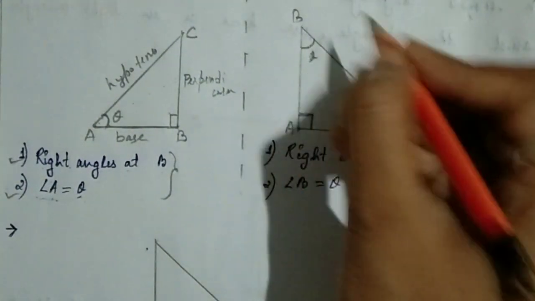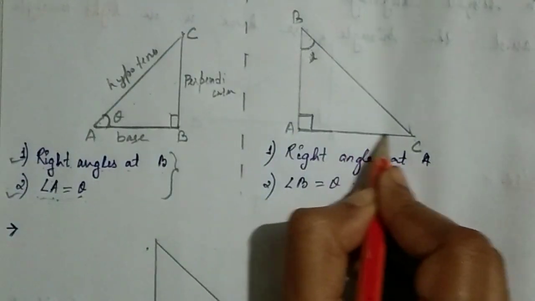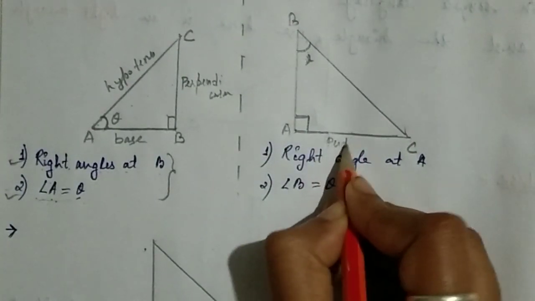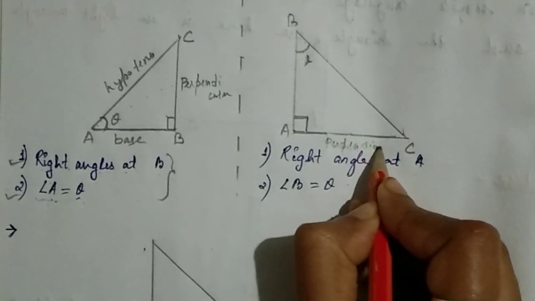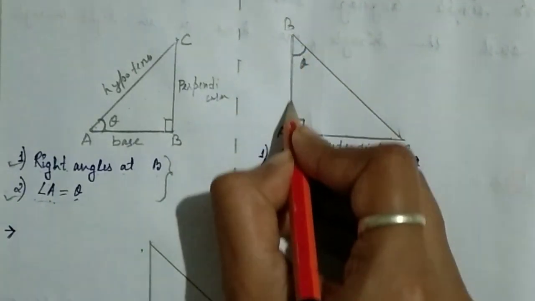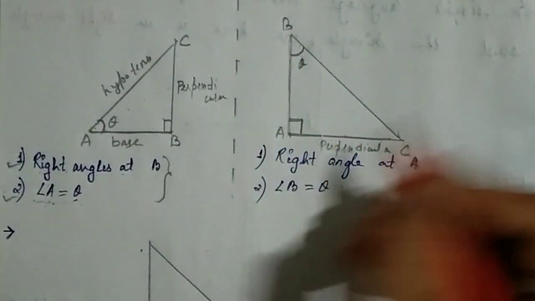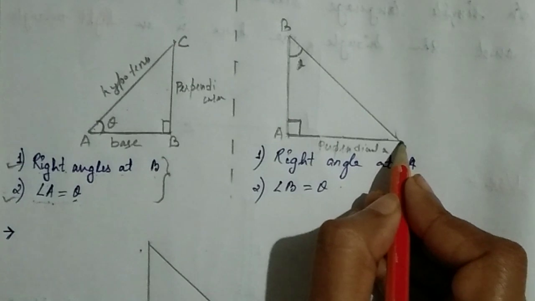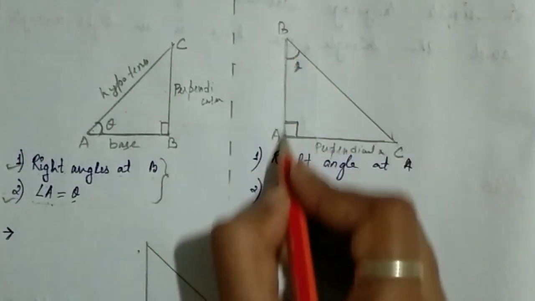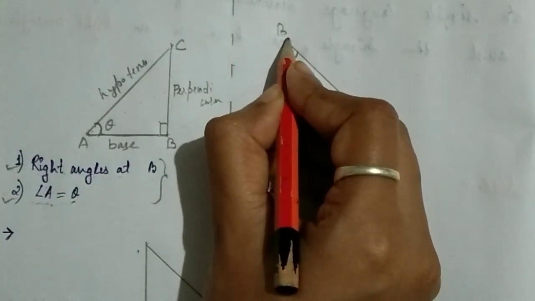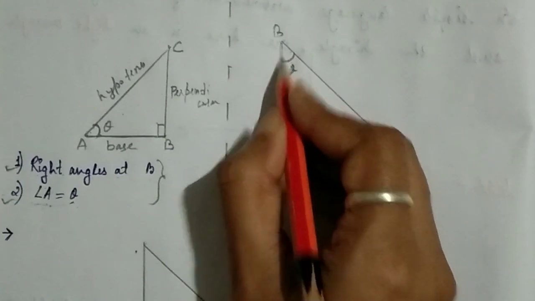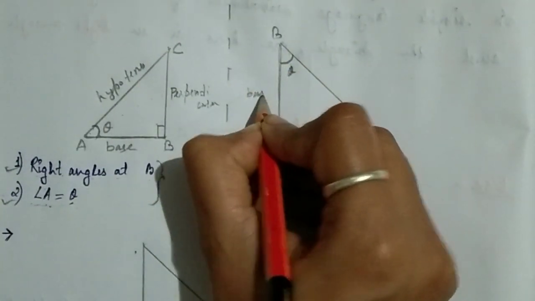In this case, see this side, it is totally opposite to this. So this side will be the perpendicular. And the side that is adjacent to this and this one, or we can say the line on which this perpendicular is lying or standing. See, this is the line, adjacent to this point, and this perpendicular is lying on this one. So this will be the base.